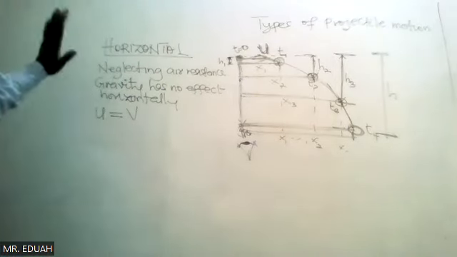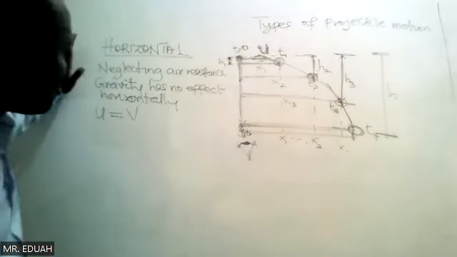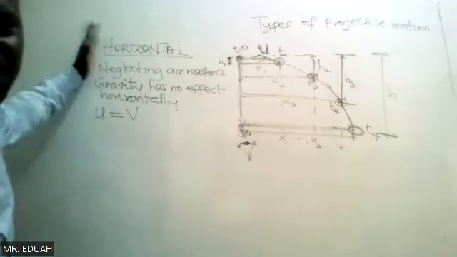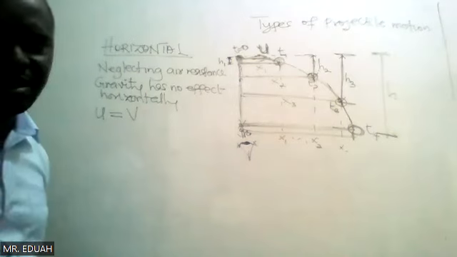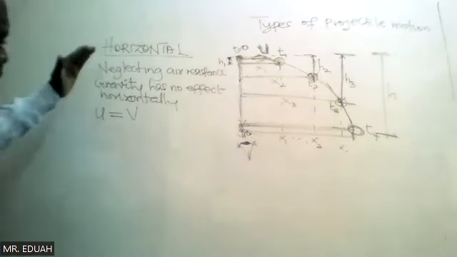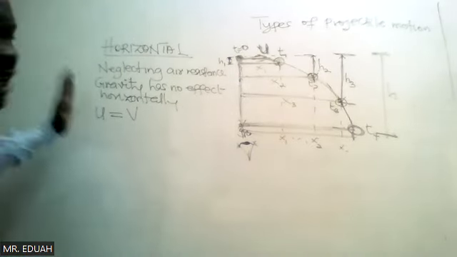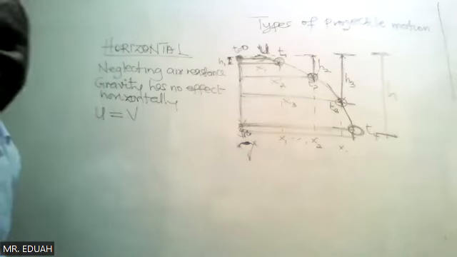In projectile motion, when you are looking at the horizontal analysis, the velocity of the body does not change.